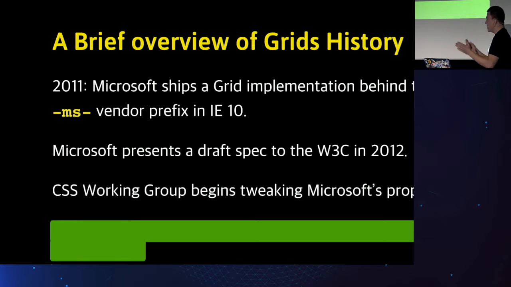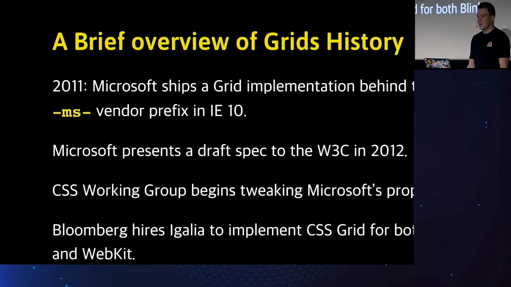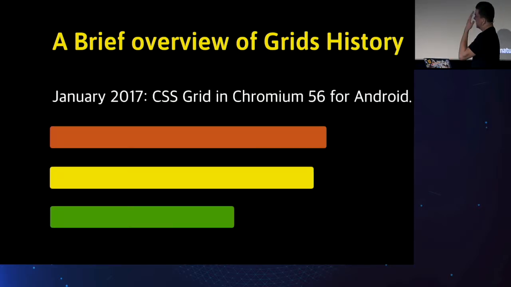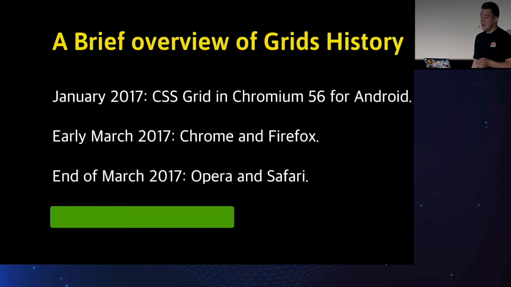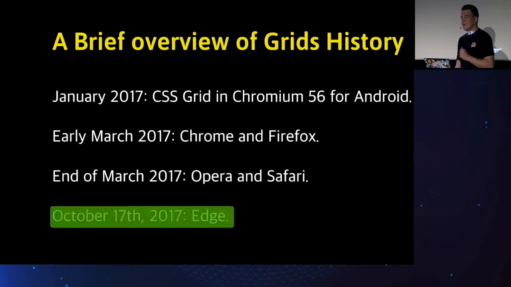However, all of a sudden, Bloomberg, the media company, came along and they hired Igalia, which is an open source consultancy, and they wanted them to implement grids in Blink and WebKit. So they really, really wanted grids for some reason. And the rest is history. And then last year in January, Chromium 56 was the first browser to ship Grid, and then in early March we had Chrome and Firefox, and by the end of March Opera and Safari, and finally on October 17th Edge.